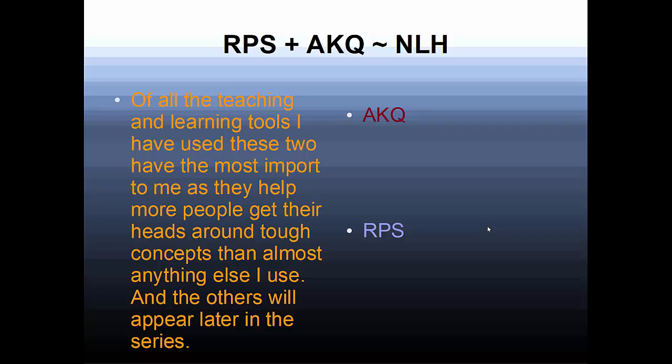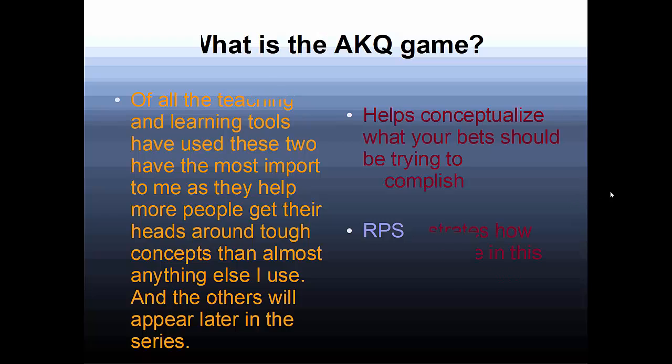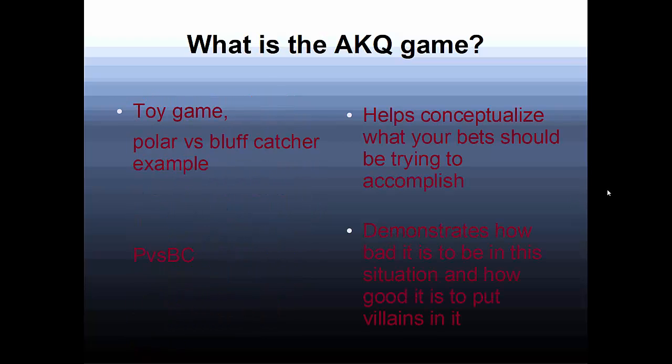So once you get your head around these ideas, you've got a really good foundation. These are two of my favorite teaching tools, and these are the ones we're going to talk about first. Specifically, the ace, king, queen game is a toy game that illustrates the polar versus bluff catcher concept.